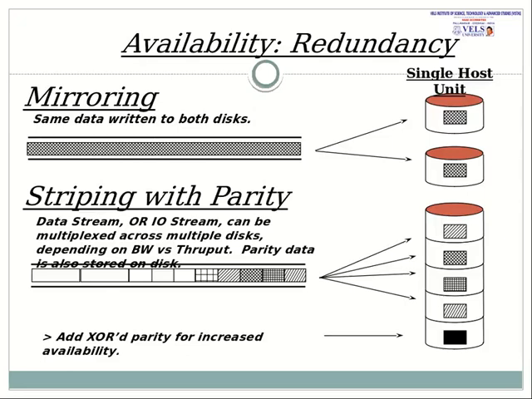Striping with parity means the data stream or IO stream can be multiplexed across the multiple disks, depending on the bandwidth as well as the throughput. The parity of data is stored in a disk. So here the different kinds of data streams, that is different kinds of patterns, will be stored on different disks. So add the XORed parity bit, which increases the availability.